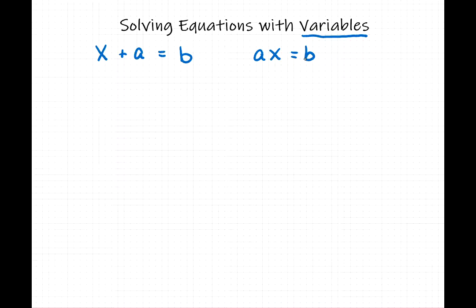So for example, what each of these equations would look like would, let's say, be x plus 3 is equal to 10. So there's an example of the first type, and 3 times x is equal to 15. Okay, so let's look at these two equations. Now, before we talk about solving them, let's talk about what they mean.